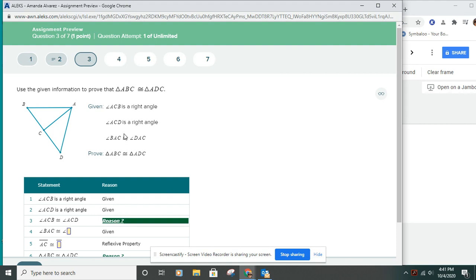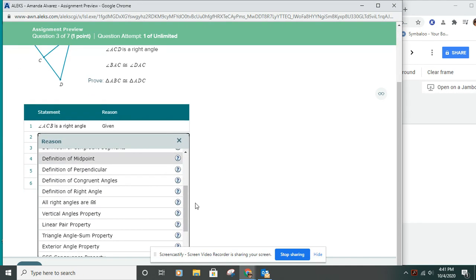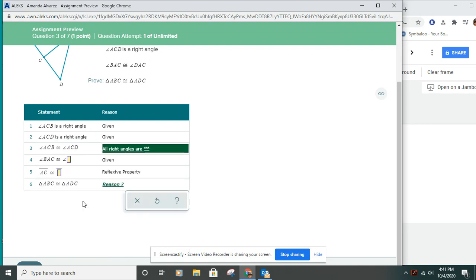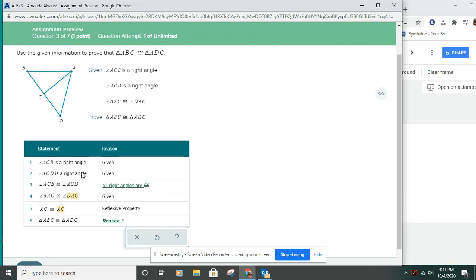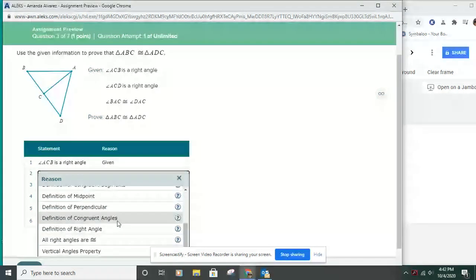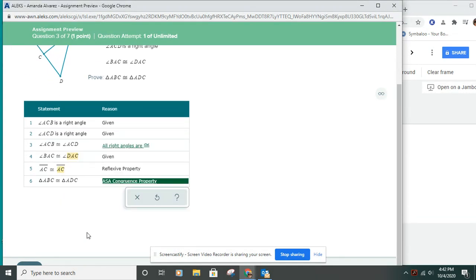Okay, so anyways, right angle, and then we're saying that the ACB, ACD are congruent. The reason is because I already said it too. All right angles are congruent. And then we have another given, so I just have to fill in that that is angle DAC. And then the reflexive property, AC is congruent to AC. And then finally, it's angle from the bottom, side in the middle, angle at the top. Angle, side, angle. The triangles are congruent by angle, side, angle.